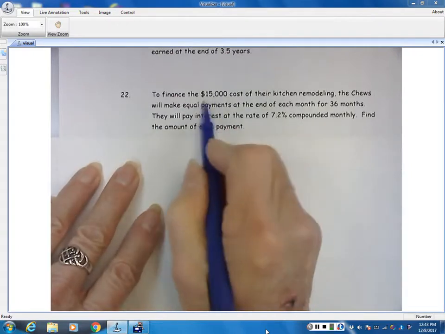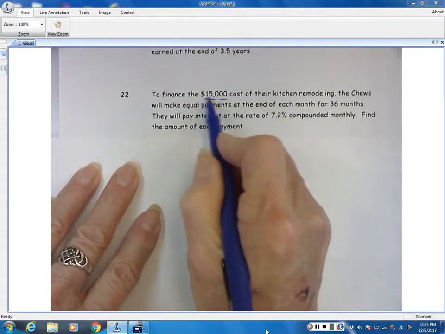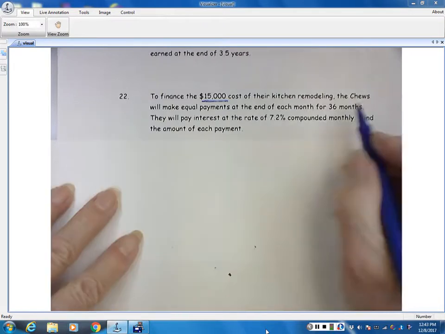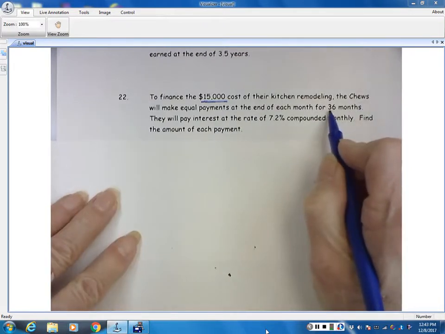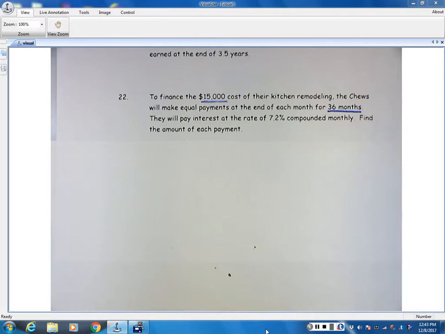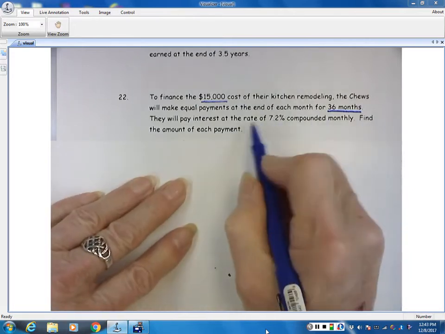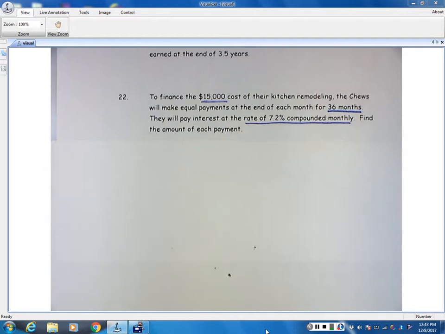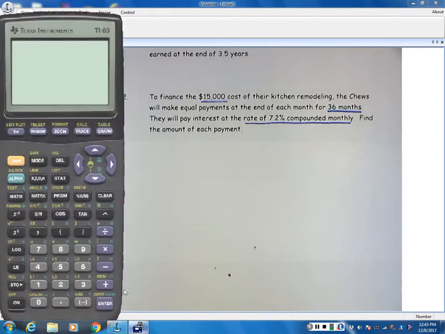So they're going to finance this amount. This is the amount that they're going to borrow. And they're going to make 36 payments, which means it's 3 years at 12 payments a year. And their rate of interest is 7.2% compounded monthly, and we need the payment. So we get the TVM solver.